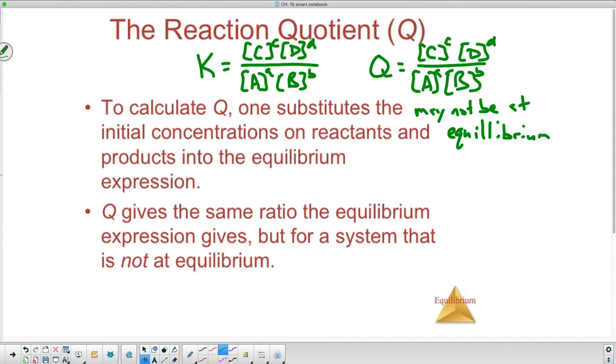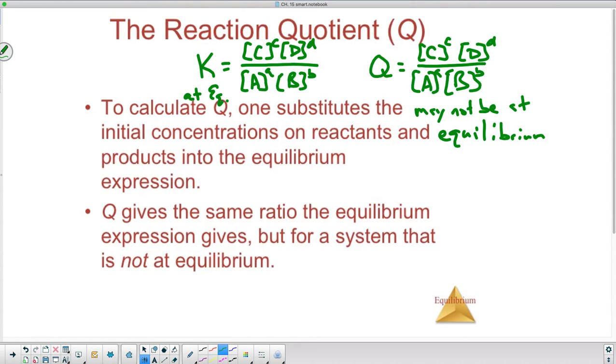Okay. So Q may not be at equilibrium. So K and Q are the same equation, except K is at equilibrium. That's the only difference, and Q may not be at equilibrium. We're not sure if it is or not.